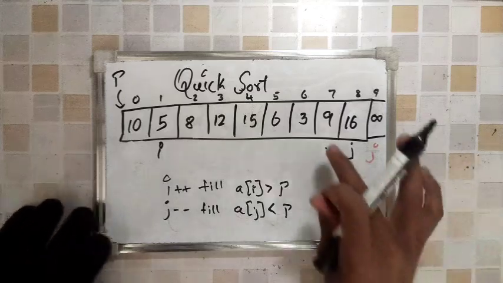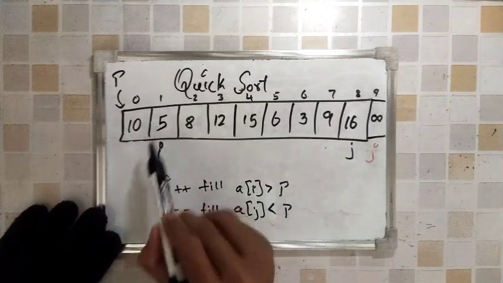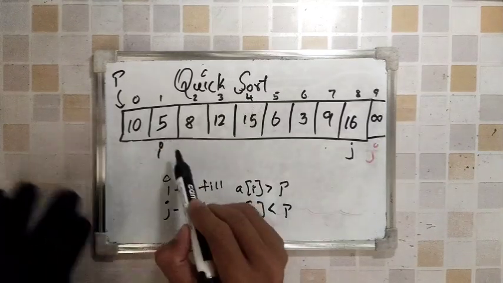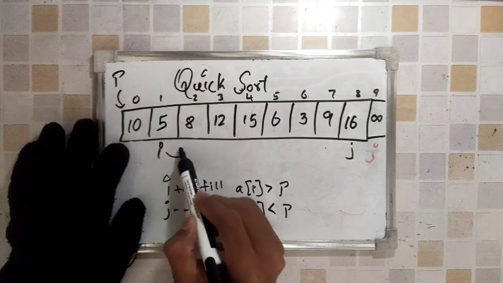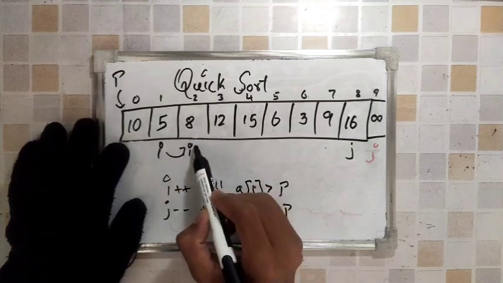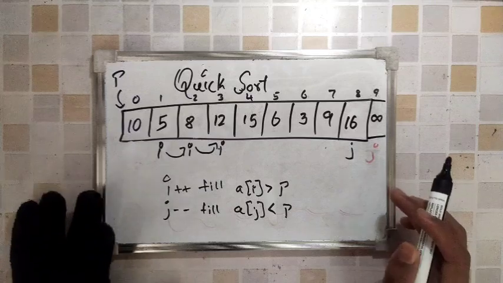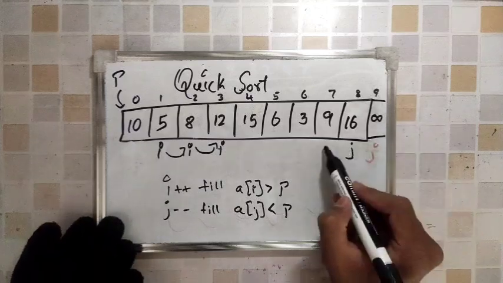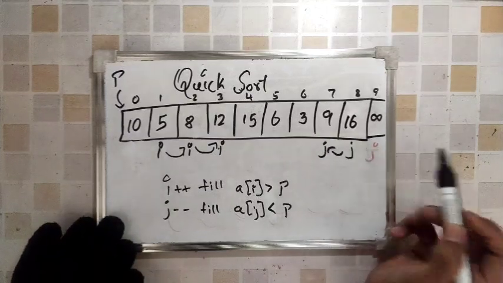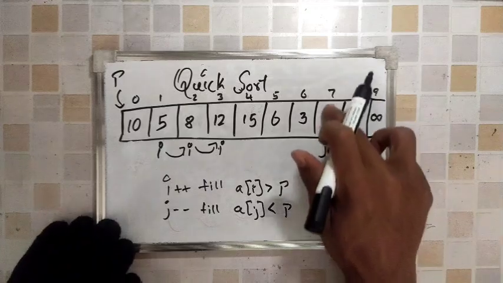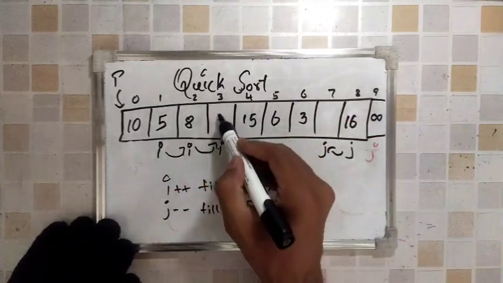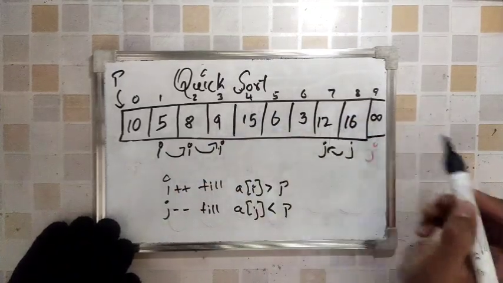Again, now what will happen? i will increment until it finds an element greater than 10. So i goes here to 8, it's not greater than 10, it goes here to 12. So i is here, 12 is greater than 10. So j decrements. It comes here, 9 is less than 10. So now what happens? Swap. So 9 goes here and 12 comes here.